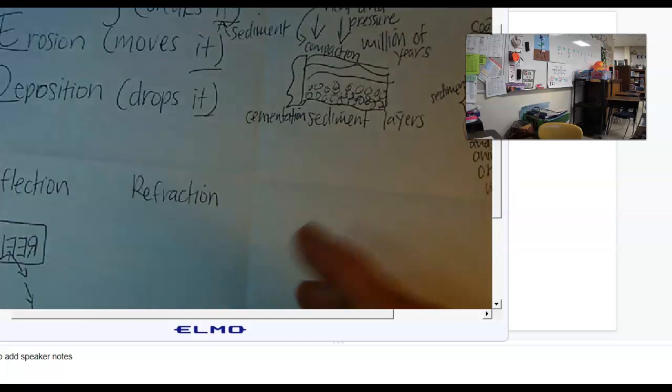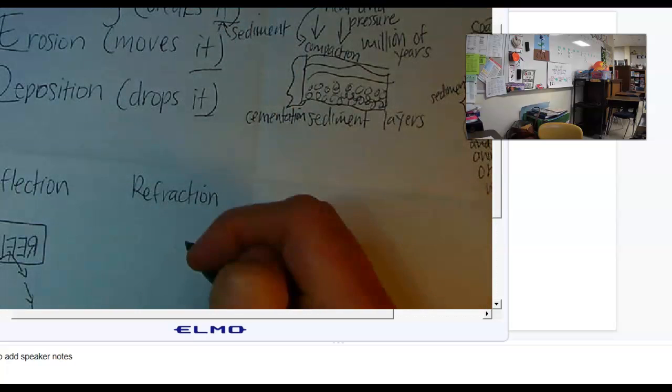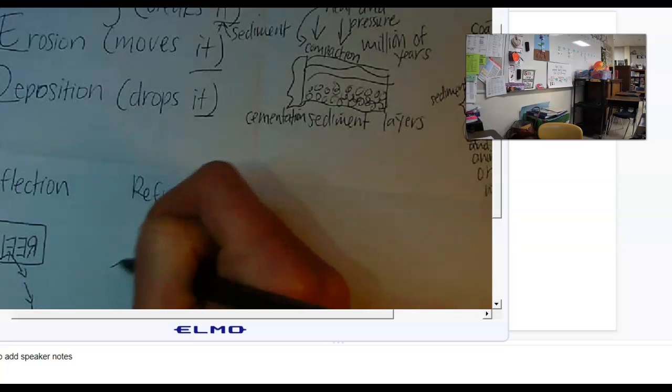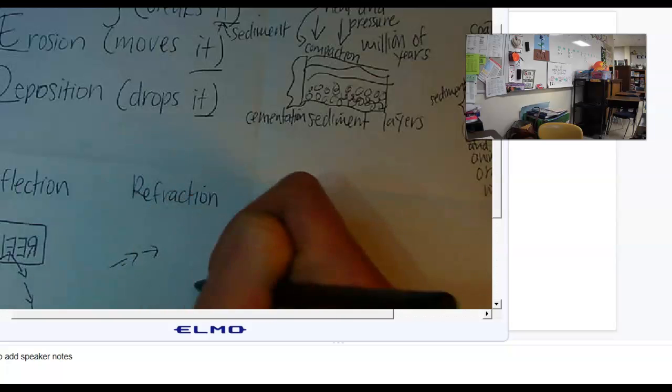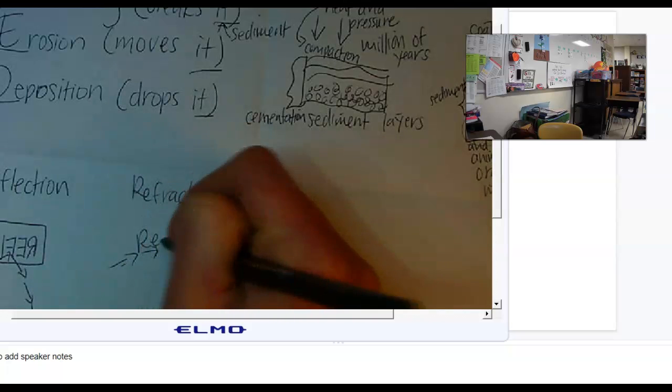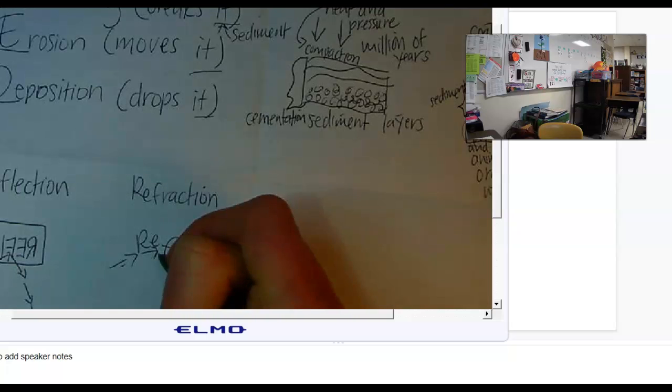So refraction, what happens is it bends, right? So anytime that we see this, we should see the word refraction. Refraction bends and gets smaller to bigger. So refraction. I'm going to make it bend.